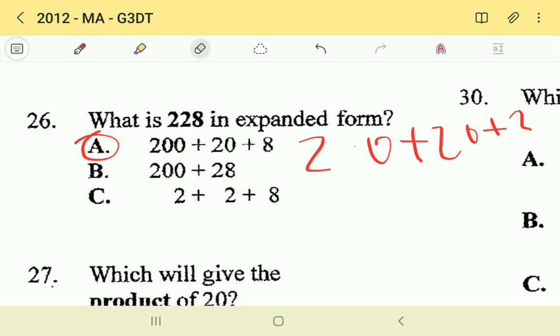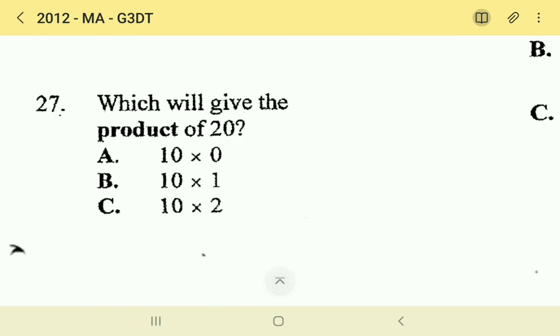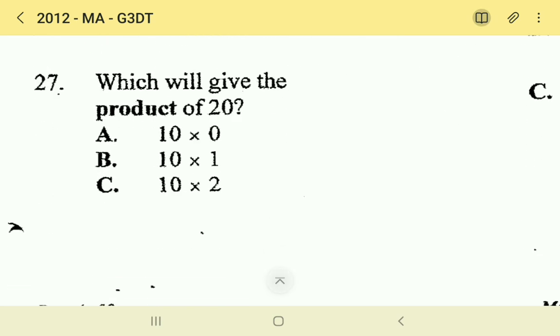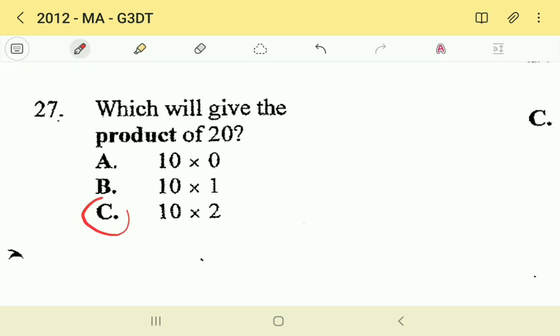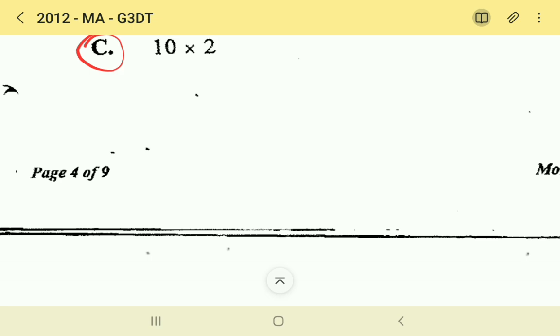Moving on. Number 27. Which will give the product of 20? Remember, product is what you get when you multiply. A says 10 times 0, which is 0. B says 10 times 1, which is 10. C says it's 10 times 2, and 10 twos are 20, or 2 tens are 20.